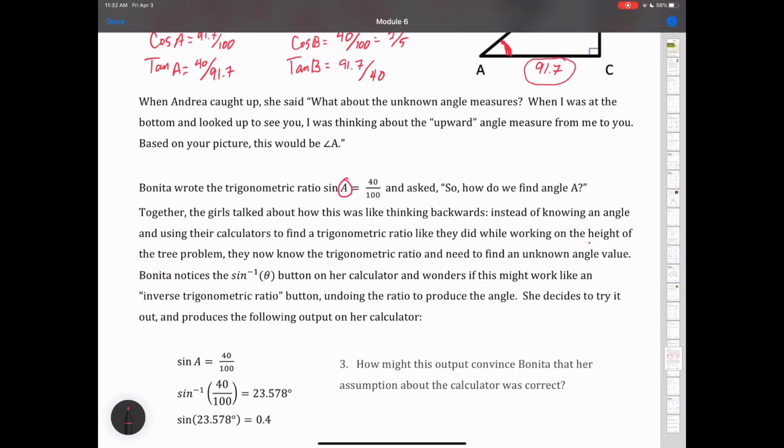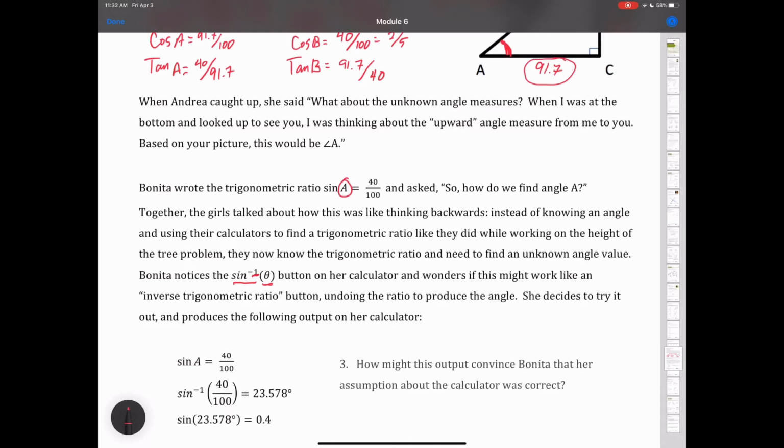Well, together the girls talked about how this was like thinking backwards. So instead of knowing an angle and using their calculators to find the trig ratio, like they did earlier, they now know the trig ratio and need to find the unknown angle value. Benita notices the sine to the -1 theta button, which we read as sine inverse of theta. And she wonders if that might work like an inverse trig ratio button. Okay, so undoing the ratio to produce the angle is what she's looking for. So she decides to try it out and produces the following output on her calculator.